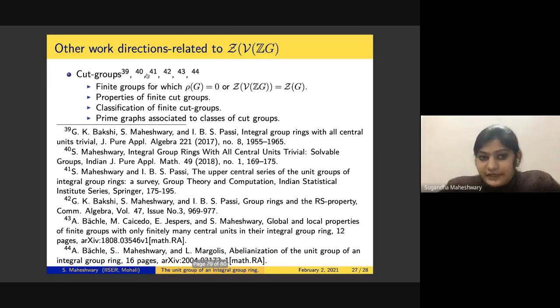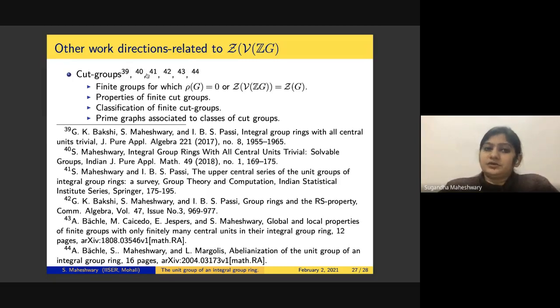And of late, we are studying, this is an ongoing project, what the prime graphs are, because it has a very restricted prime spectrum. So can you list down the possible prime graphs which are associated to CUT groups? There is a whole lot of work which has been going on in CUT groups. It's only 3 or 4 years that this work has been going on, but there is a sequence of papers which have come up. And not only that, we look at it from this integral group ring point of view.